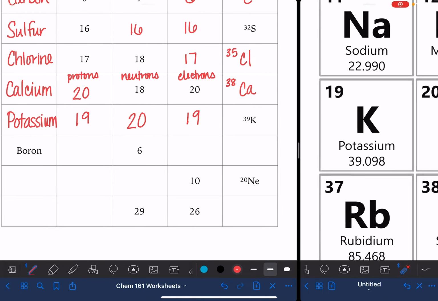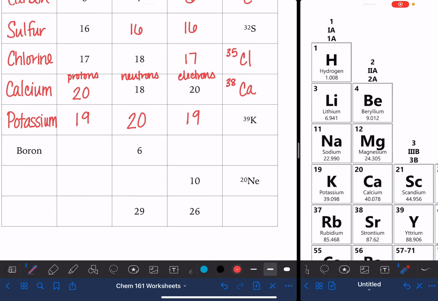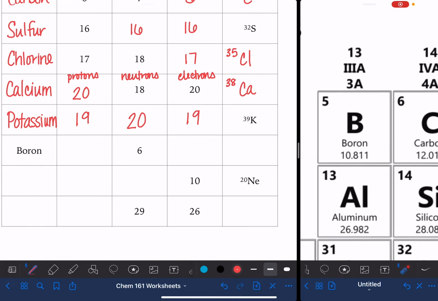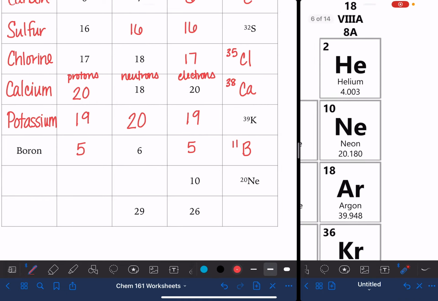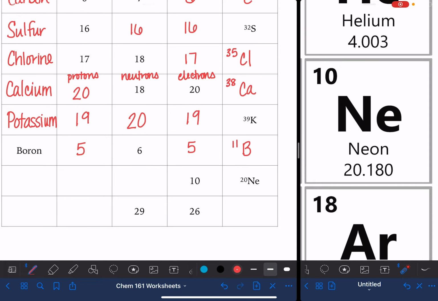Next we have boron. Boron is over here. It's atomic number 5, so that means it has 5 protons and 5 electrons. Symbol is B. The mass number is 5 plus 6, which is 11. We've got 2 more to go. Our next one is Ne, that is neon. Neon is atomic number 10, so that means 10 protons, 10 electrons. And the mass number is 20, that means 10 plus whatever this is equal to 20.